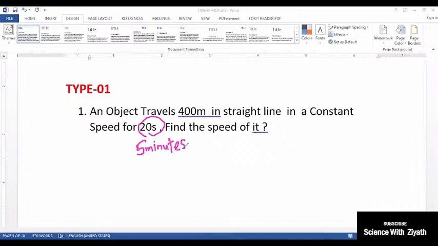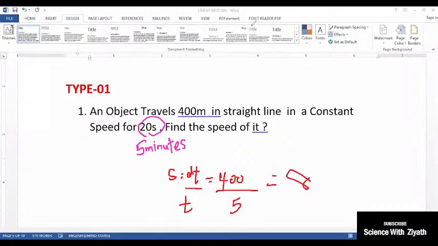Now what you will do, you people know everything, no? Speed is equal to distance over time. Distance 400, and they are giving 5. 400 over 5, how much? 80 ms minus 1. Now let's change the units.